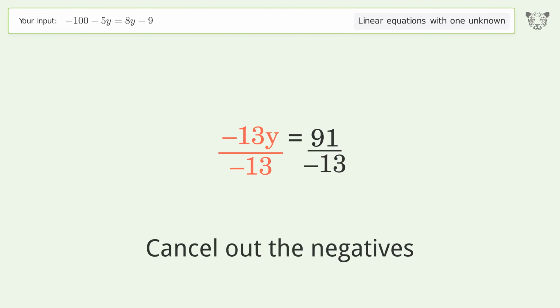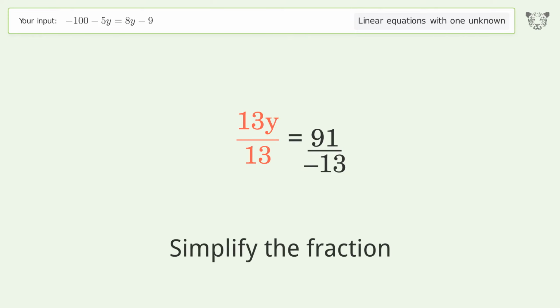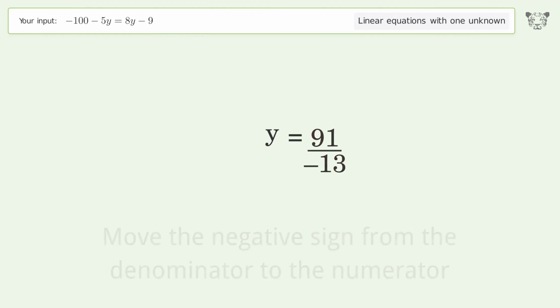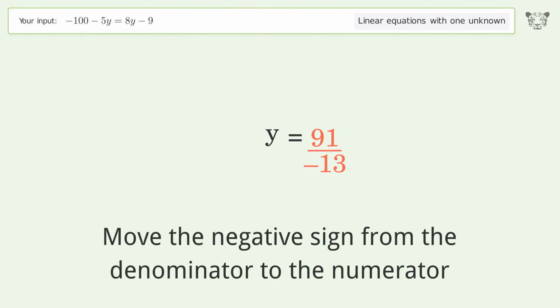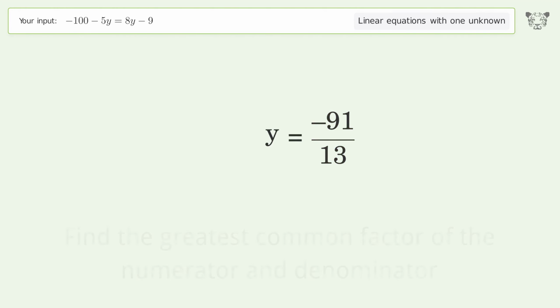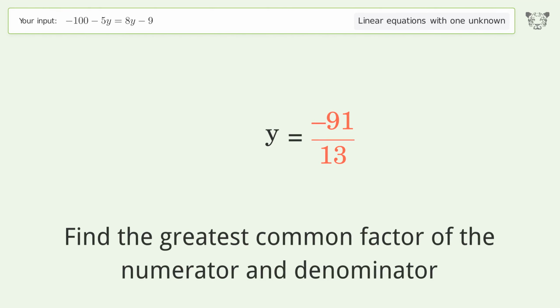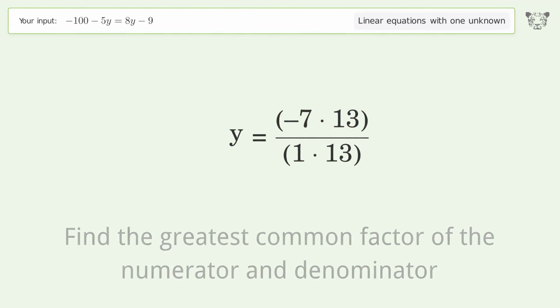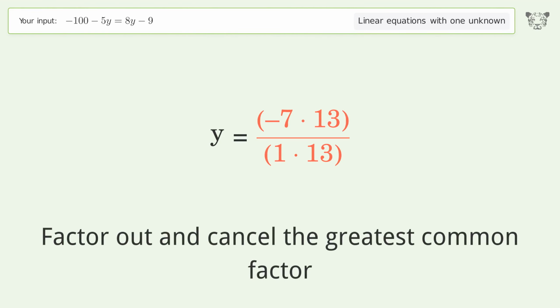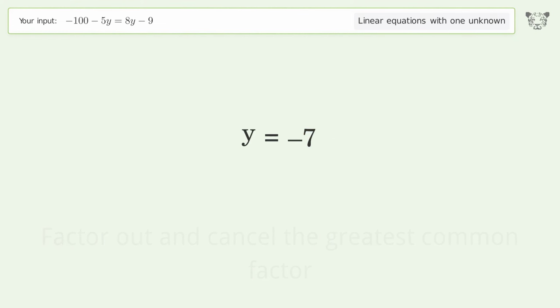Cancel out the negatives. Simplify the fraction. Move the negative sign from the denominator to the numerator. Find the greatest common factor of the numerator and denominator. Factor out and cancel the greatest common factor. And so the final result is y equals -7.